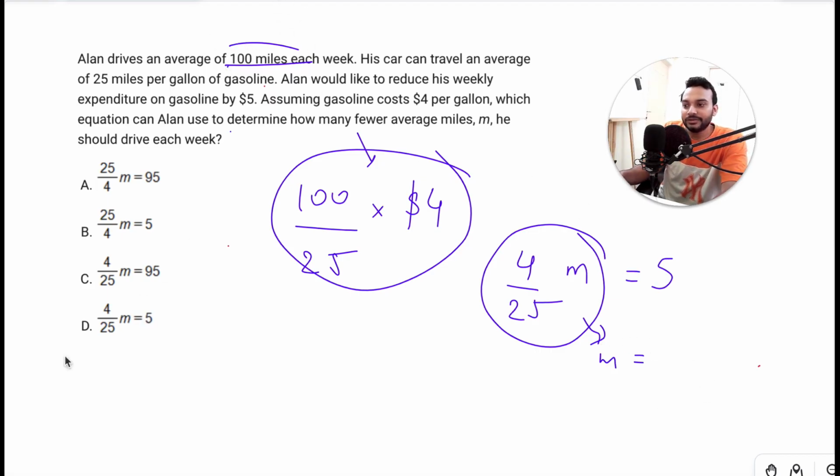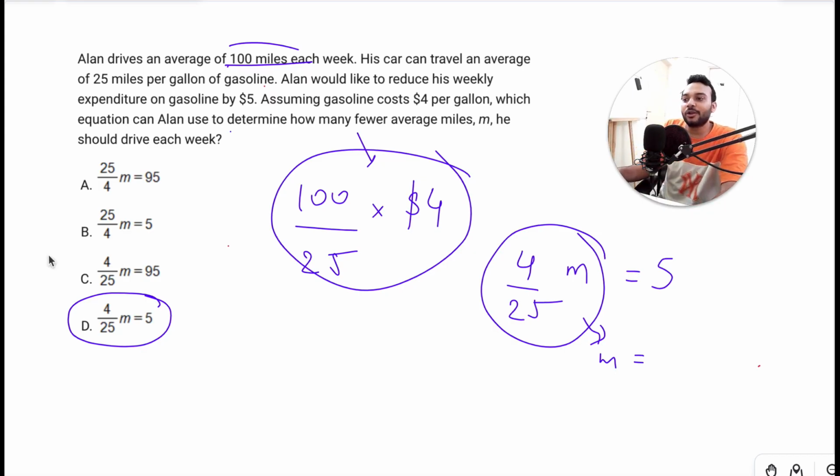So 4 over 25m is equal to 5. This is the equation which we will use to find out how many fewer average miles he should drive each week. So be careful about the wording of the question, how the question is framed. It could be written in a better way, but you can also gauge what the question is asking by looking at the options.